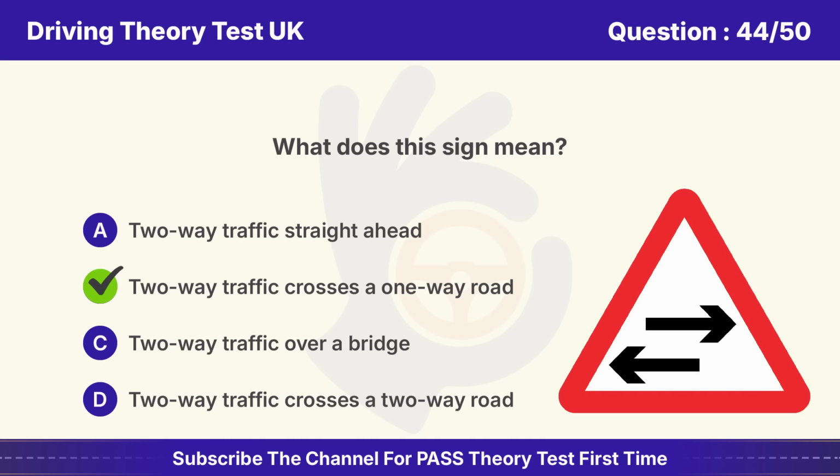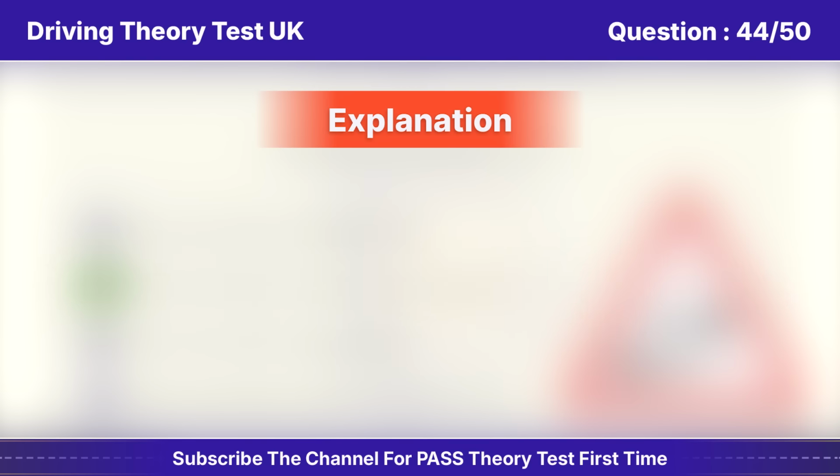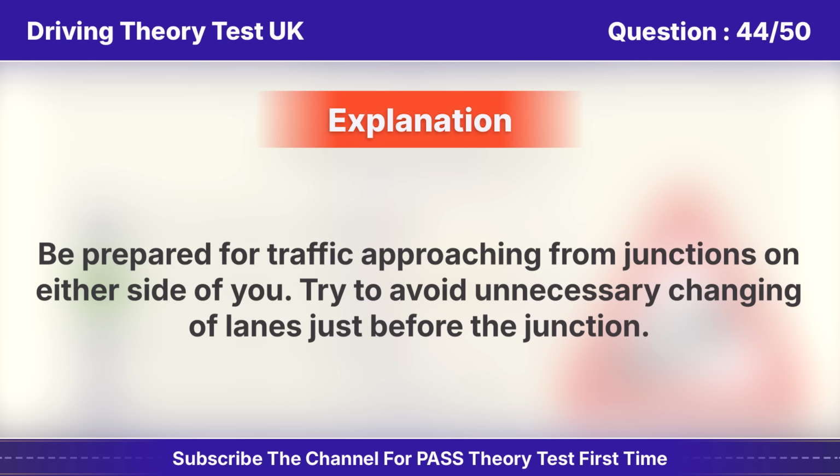Answer is B. Two-way traffic crosses a one-way road. Be prepared for traffic approaching from junctions on either side of you. Try to avoid unnecessary changing of lanes just before the junction.